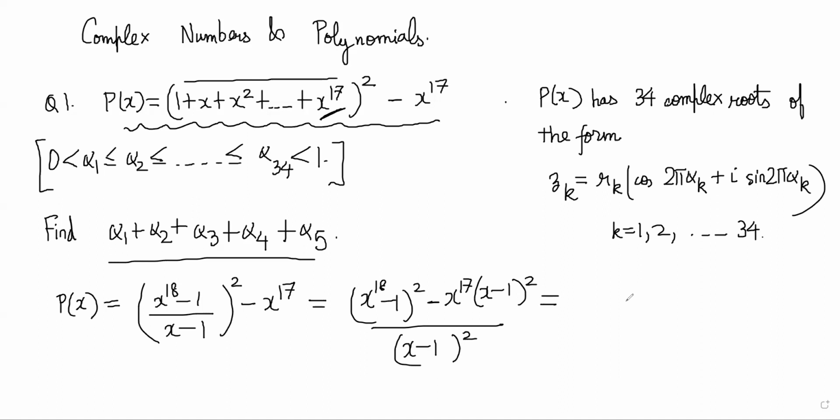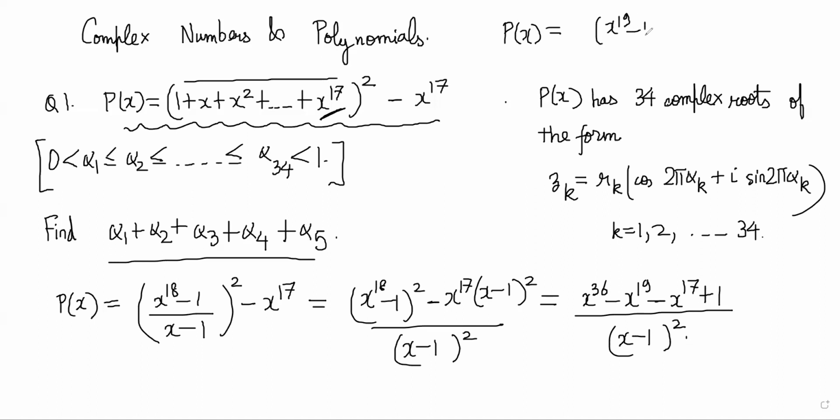And after a little bit of simplification, expand it and simplify this, you'll get x power 36 minus x power 19 minus x power 17 plus 1 divided by (x minus 1) whole square. And basically this can be factorized. So what we get is p of x becomes (x power 19 minus 1) multiplied by (x power 17 minus 1) divided by (x minus 1) whole square. That is my p of x.